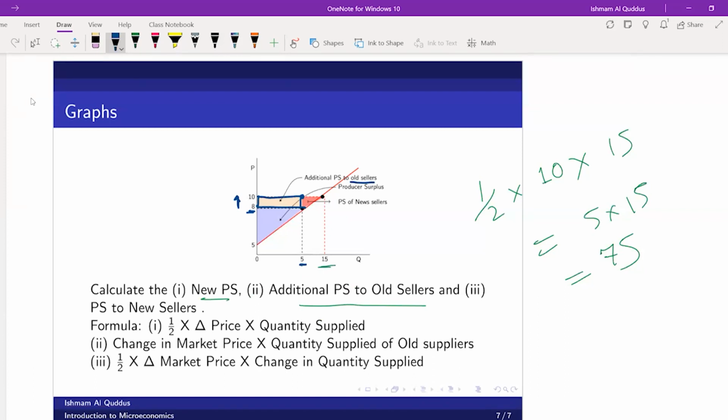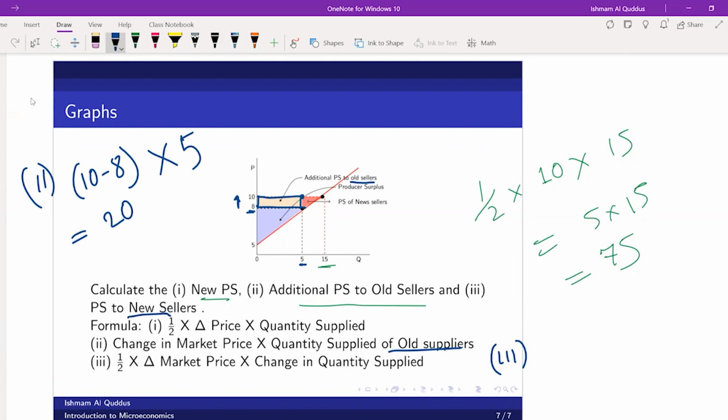How can you calculate this? It is the change in market price multiplied by the quantity supplied by the old suppliers. So number 2 would be 10 minus 8 multiplied by 5, because this was the old quantity, which is 10.